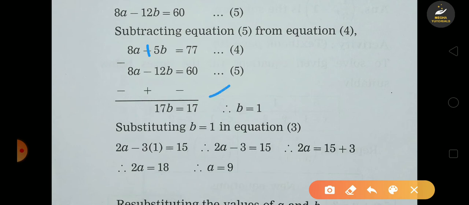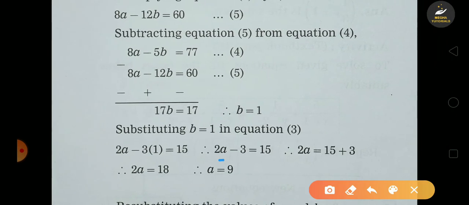So the sign of equation 5 will be changed. So we'll get plus 5b plus 12b, 17b is equal to 17. So b is equal to 17 upon 17 and you will get b is equal to 1. Now substitute b is equal to 1 in any of equations 3, 4 or 5. So we are putting this value in equation 3. So after substitution we will get 2a minus 3 into 1 is equal to 15. So after calculation you will get a is equal to 9.